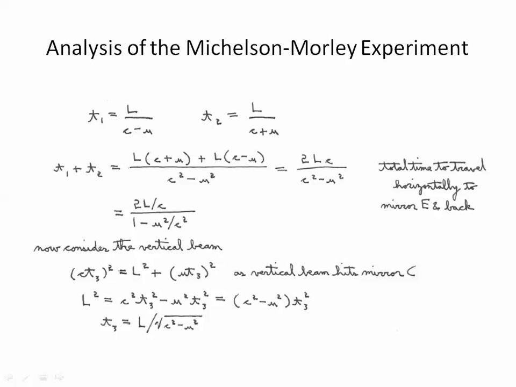We then divide the numerator and the denominator by c squared. We will compare the result in this form to the round-trip travel time for the vertical light beam on the next slide.